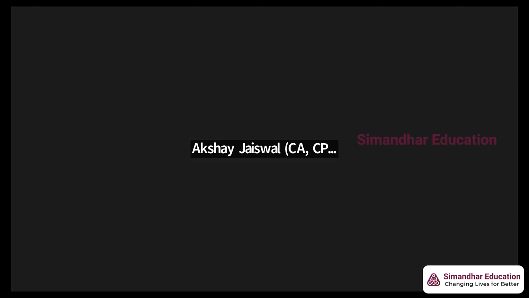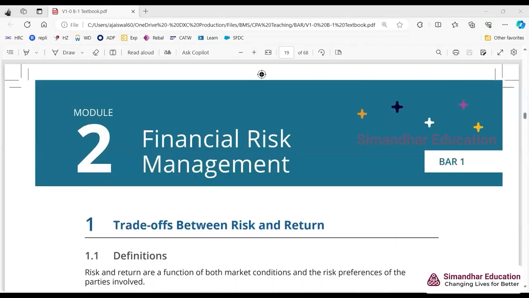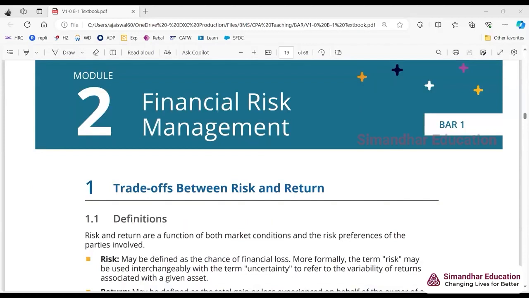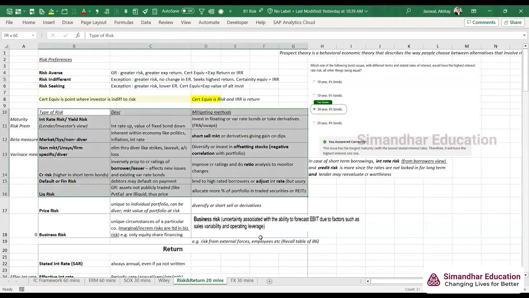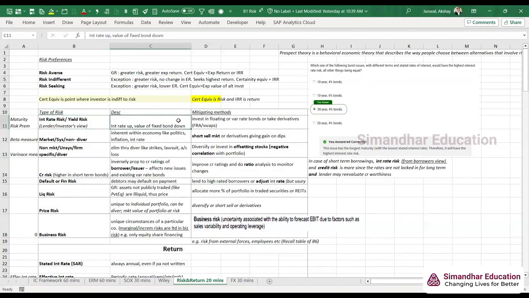So I have prepared those notes in Excel. I had told you, right? I had given that Excel to Madhuri to upload. I will first go through the Excel only, and I think that should be enough, because I have created a table in which we have the risks and what we can mitigate.